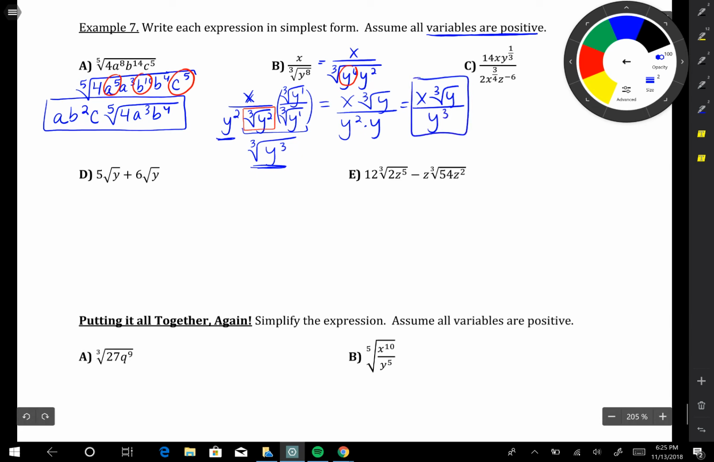Now I know that one's a little complicated, and we'll go over that one again in class.